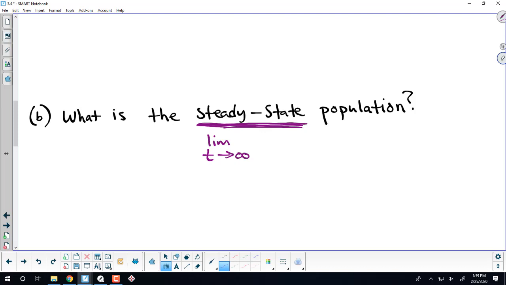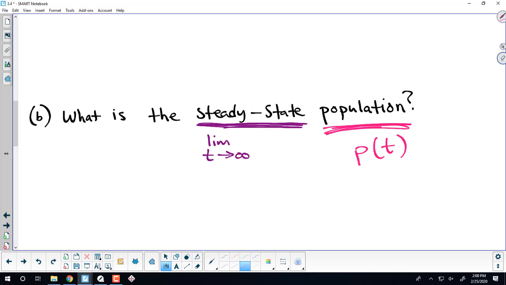So that's any kind of context. Steady state just means what happens over the course of time. So it's the limit as t approaches infinity. And it says, what is the steady state population? So you have to be super careful. Population is described as P of t, not P prime of t. Remember, P prime was the instantaneous population growth rate.